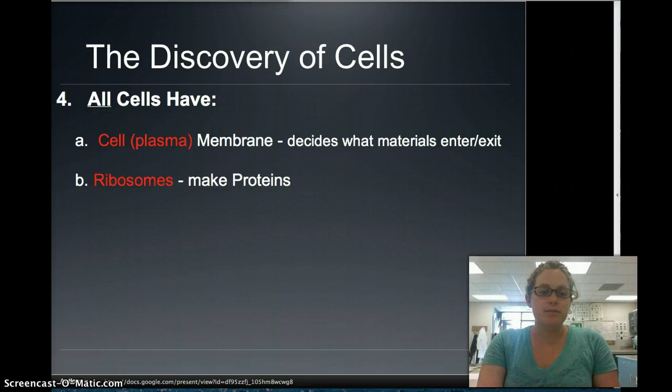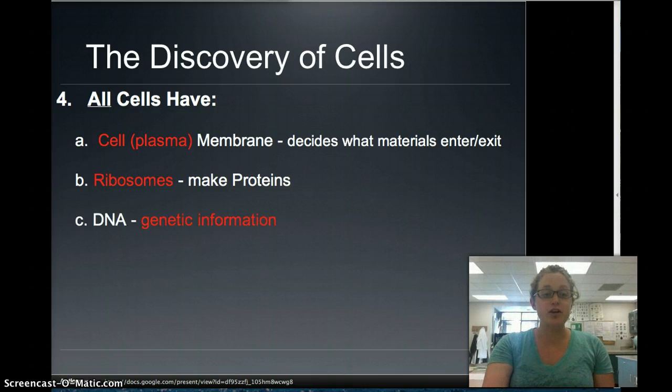Another thing that all cells have are ribosomes. Ribosomes are some of the smallest cell parts we'll talk about, and they help create proteins. We'll learn about them in several units. A third common structure to cells is DNA, or genetic information. The structure of DNA is different depending on the type of cell. We'll talk about that in a little bit.